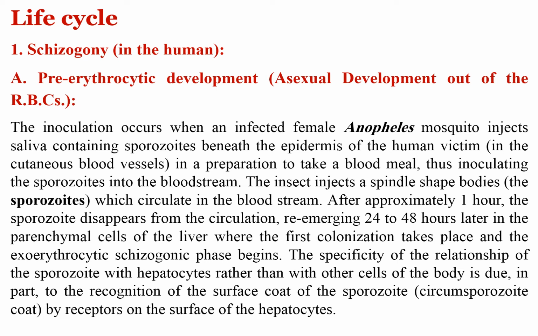These sporozoites circulate in the bloodstream. After approximately 1 hour, the sporozoites disappear from the circulation, re-emerging 24 to 48 hours later in the parenchymal cells of the liver, where the first colonization takes place and the exoerythrocytic schizogonic phase begins. The specificity of the relationship of the sporozoite with hepatocytes rather than other cells of the body is due in part to the recognition of the surface coat of the sporozoites, the circumsporozoite coat, by receptors on the surface of the hepatocyte.